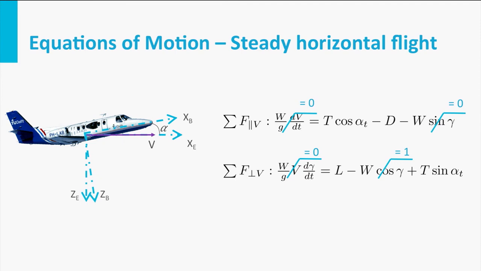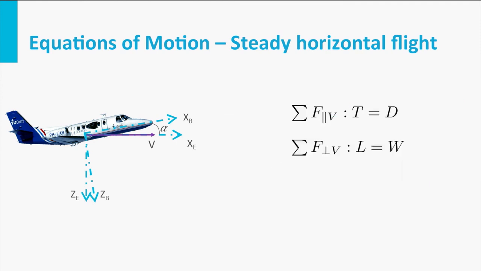Finally, for conventional aircraft operations, the angle of attack of the aircraft is fairly small, say up to 10 degrees, and the propulsion system is aligned with the nose of the aircraft. Hence the term cosine of alpha_T can be assumed to be equal to 1 and the sine of alpha_T can be assumed equal to 0. Now this leaves us with the simplest form of the equations of motion, which state lift is equal to weight and thrust is equal to drag.